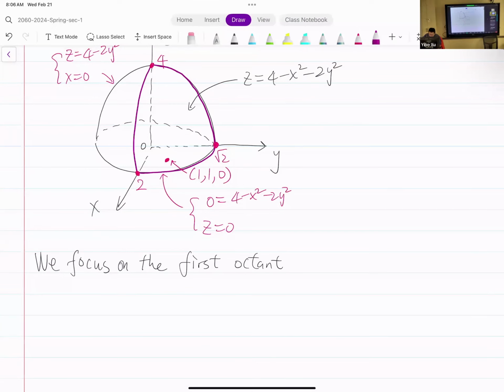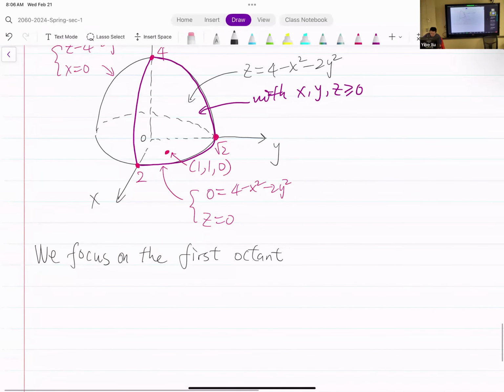So here we have the purple. I'm gonna use the purple here. So this is a specification with x, y, z to be non-negative. Okay, so that's the first octant. Consider f sub x at 1, 1. So this is the partial derivative with respect to x at the input point 1, 1, right?